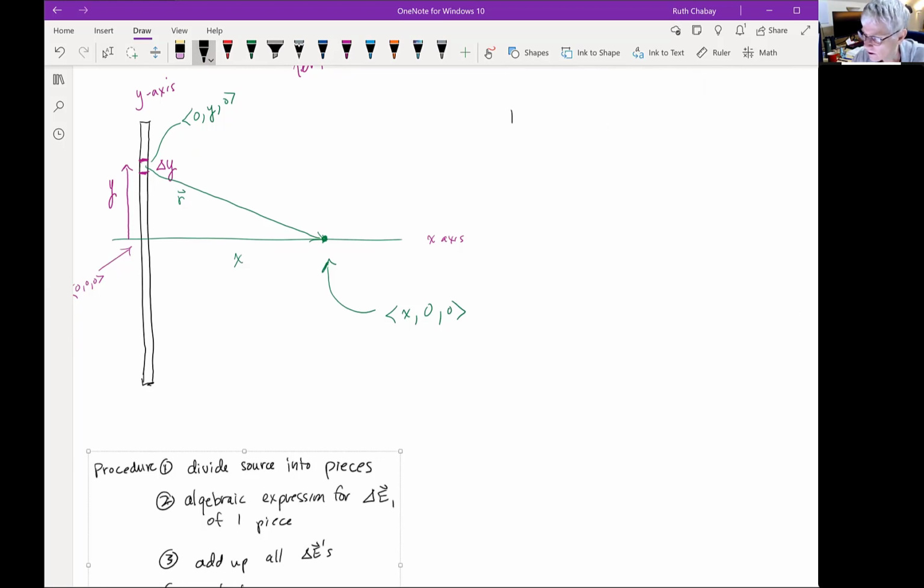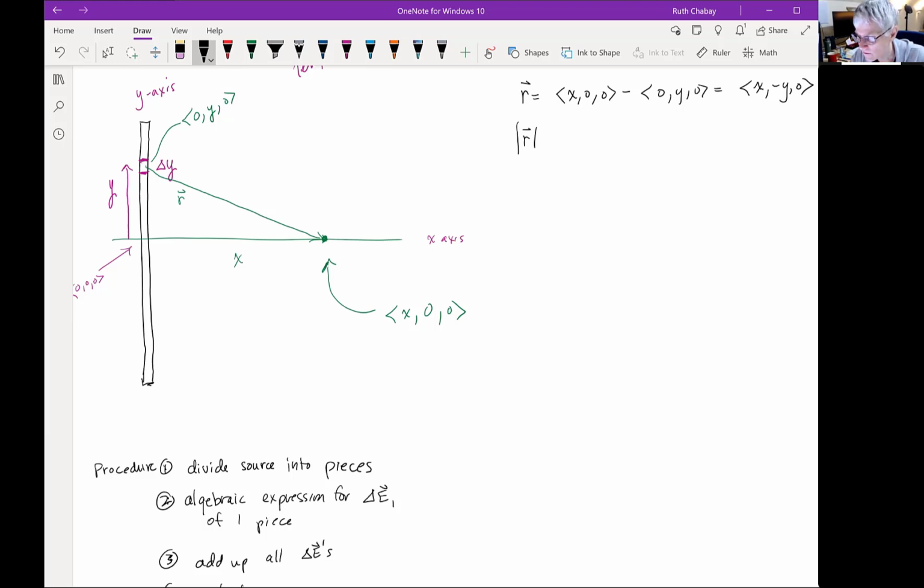So we need to write the vector r algebraically. Well, it's going to be observation location minus source location, so it's going to be x, 0 minus 0, y0, so that's going to give us x, negative y0 for the vector r. And we're going to need the magnitude of r and then r hat, just like we did when we algebraically derived the field of a dipole. We're doing the same thing here.